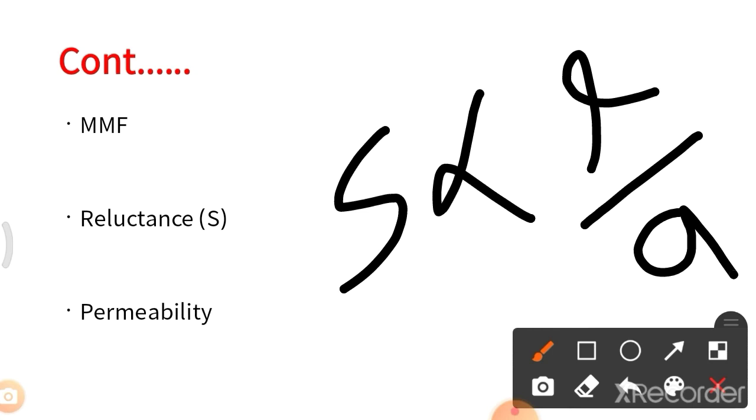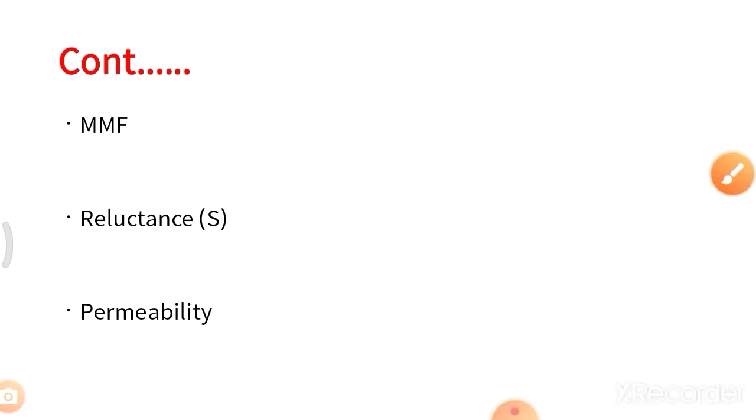Next point is permeability. The permeability is defined as the ability of the magnetic material to force the flux through the given medium. The flow of flux produced by the magnet not only depends upon the magnetic field strength, but it is also related to the medium in which magnet is placed.